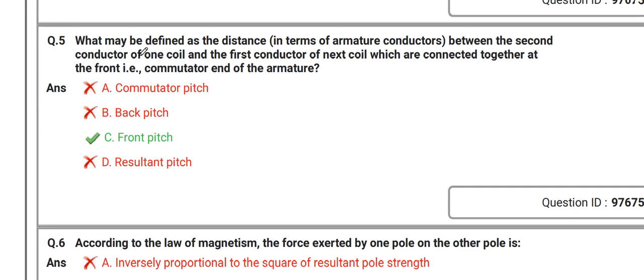Next question is: what may be defined as the distance between the second conductor of one coil and the first conductor of the next coil, which are connected together at the front commutator end of the armature? Okay, they are asking about the distance in terms of armature conductors, between the second conductor of one coil, meaning two conductors are there, and the first conductor of the next coil, connected together at the front. So the word front is coming, and we know that it is called the front pitch.